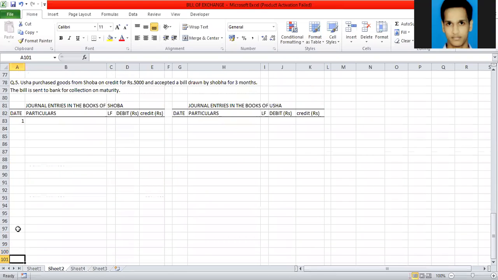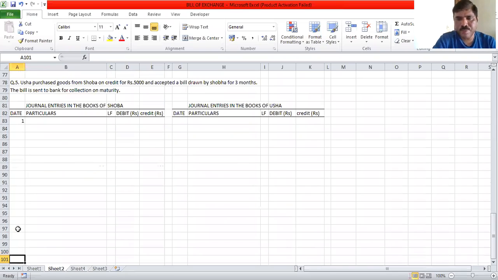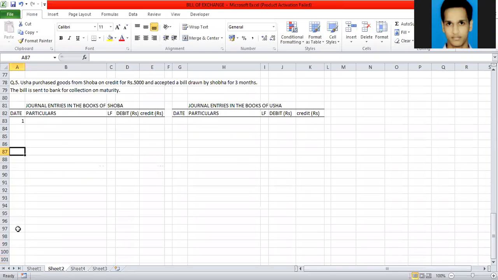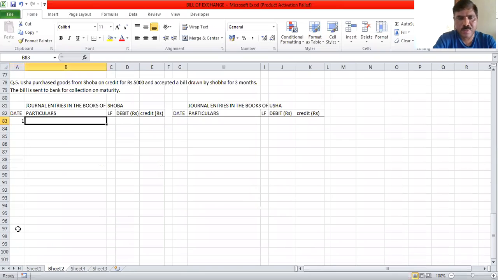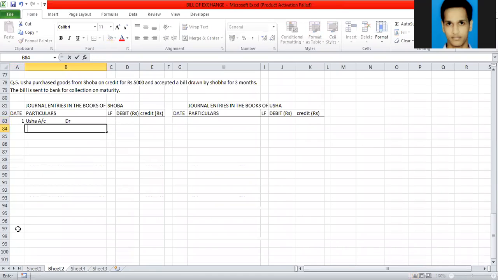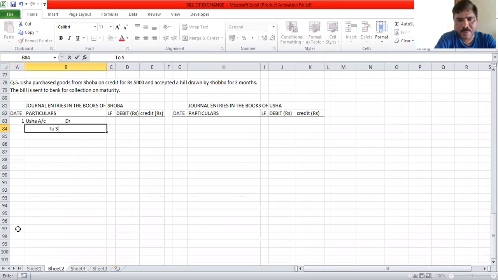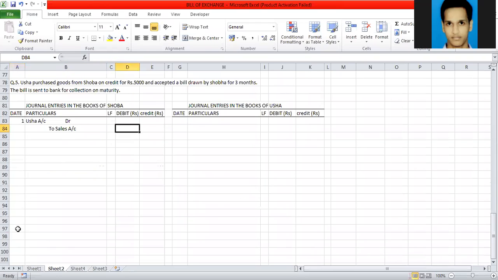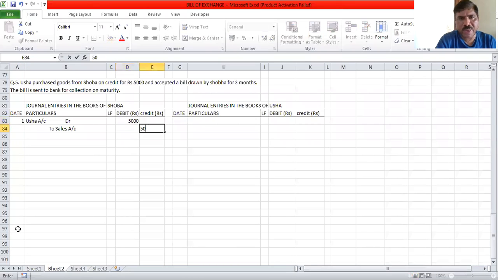So what entry should I pass? Drawee account debit to sales account. Who is the drawee in this case? Usha. Usha account debit to sales account. Fine. Why is Usha account debited? Usha is the receiver. Receiver should be debited. Okay, fine.